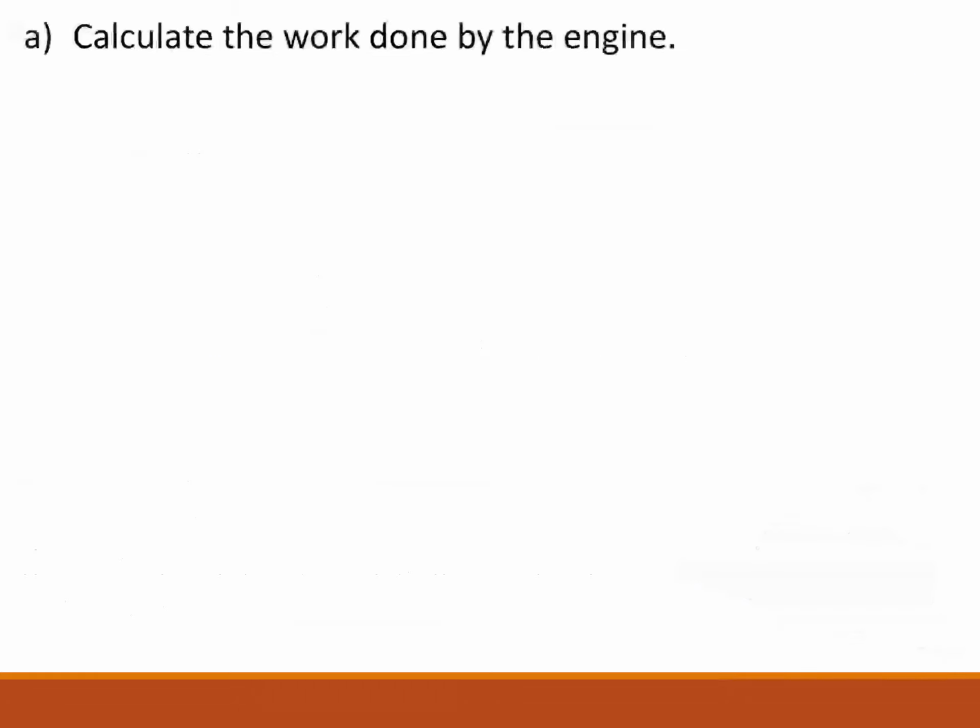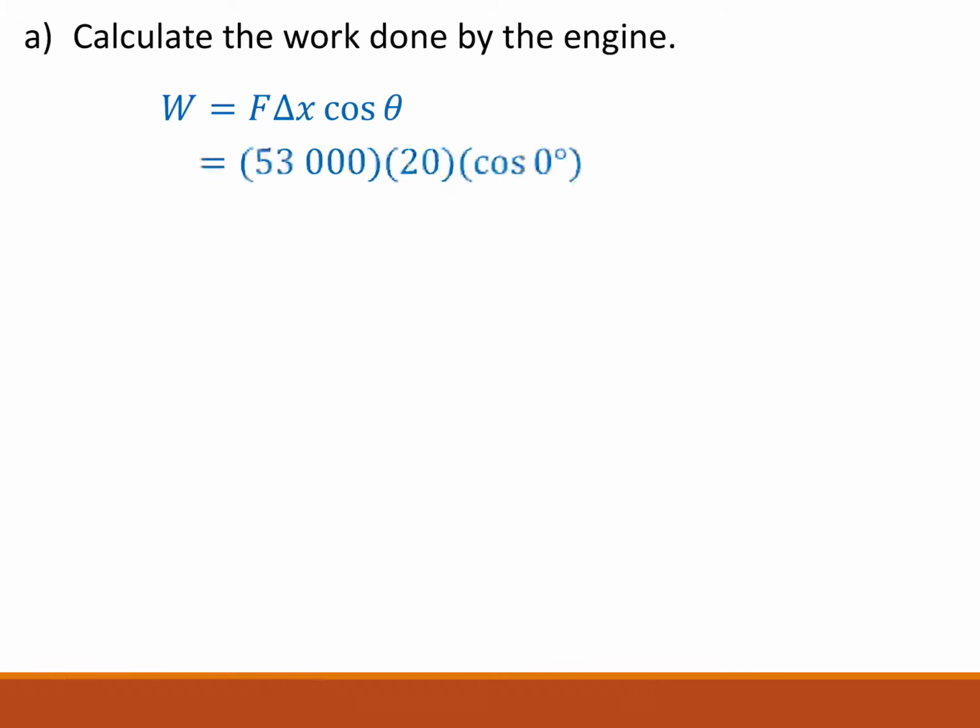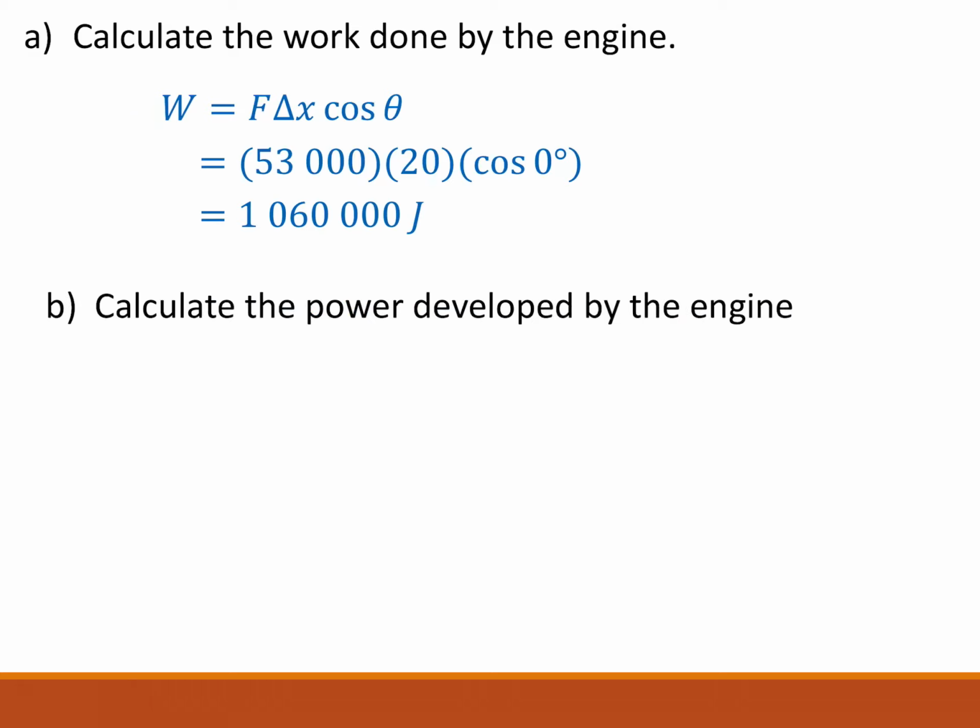First thing they want is to know how much work is done by the engine. Well, we're going to use F delta X cos theta. The engine is exerting 53,000 newtons of force onto the car itself, the dragster. The delta X, it goes 20 meters, and of course theta is in the same direction, so it's 0 degrees. So it does 1,060,000 joules of work going 20 meters. That's incredible amounts of work.